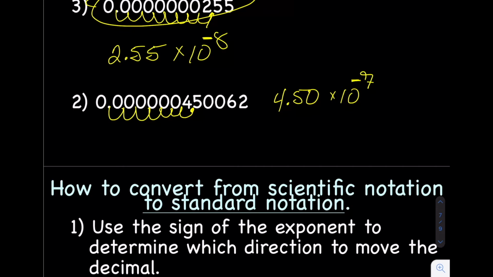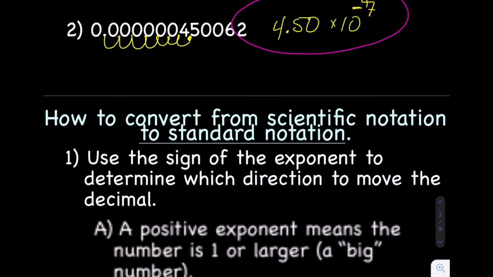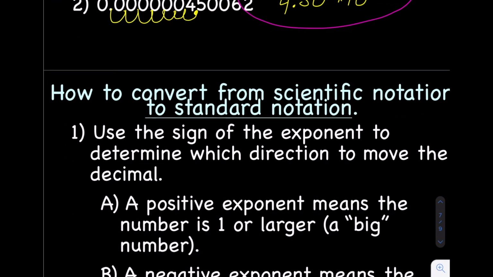So, how to convert from scientific notation back to standard notation. And this is not very hard. If you understand what this means, all you're doing is taking it out of standard. So to convert from scientific to standard notation, use the sign of the exponent to determine which direction to move the decimal. Remember, a positive exponent means that the original number is 1 or larger. It's a big number. So if you have a positive exponent, you're going to move the decimal to make a big number, which would mean you need to move it to the right.